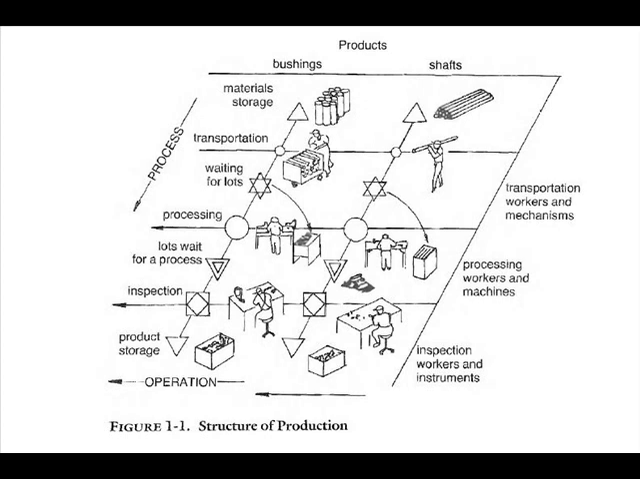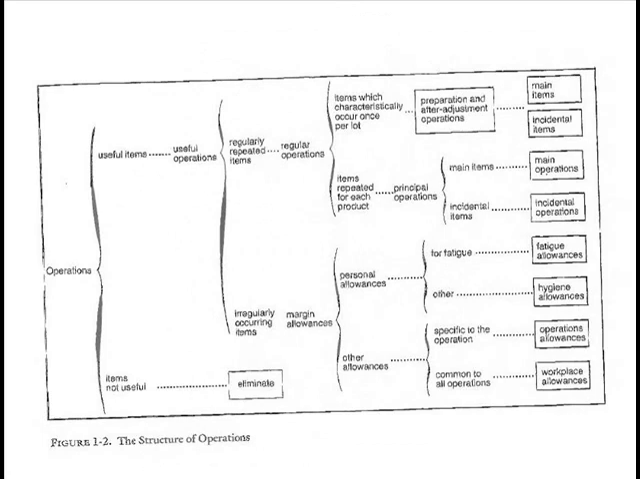The internal structure of an operation can also be analyzed as follows. Preparation, after-adjustment. These operations are performed once, before and after each lot is processed. In this book they are referred to as setup operations. Principal operations. Carried out for each item, these operations fall into 3 categories.